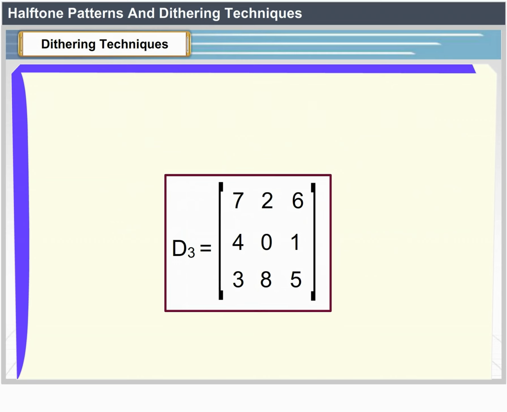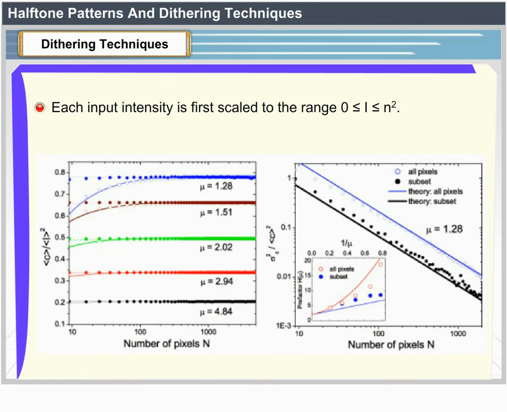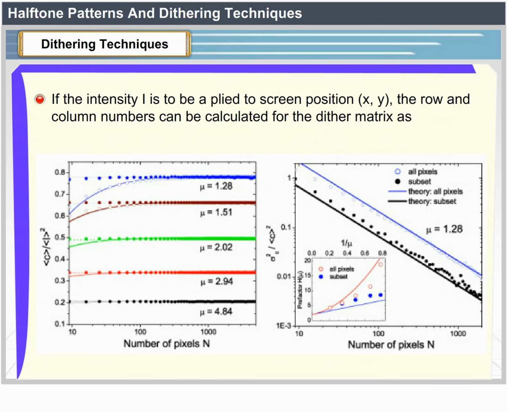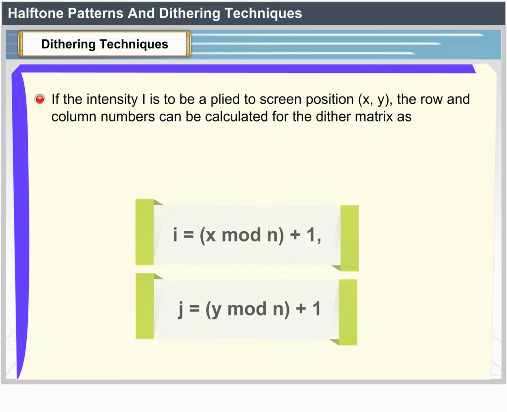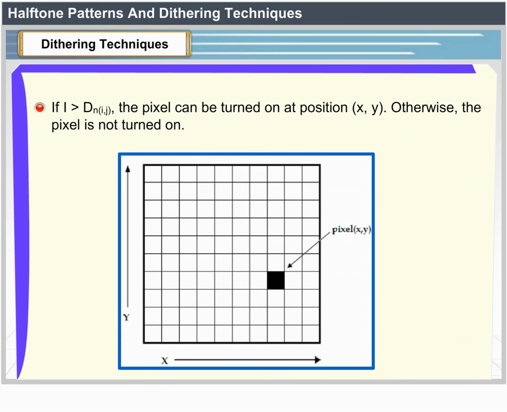For a bilevel system, we then determine display intensity values by comparing input intensities to the matrix elements. Each input intensity is first scaled to the range 0 ≤ I ≤ n squared. If the intensity I is to be applied to screen position x, y, we can calculate row and column numbers for the dither matrix as i equals x mod n plus 1, j equals y mod n plus 1. If I is greater than Dn(i, j), we turn on the pixel at position x, y. Otherwise, the pixel is not turned on.